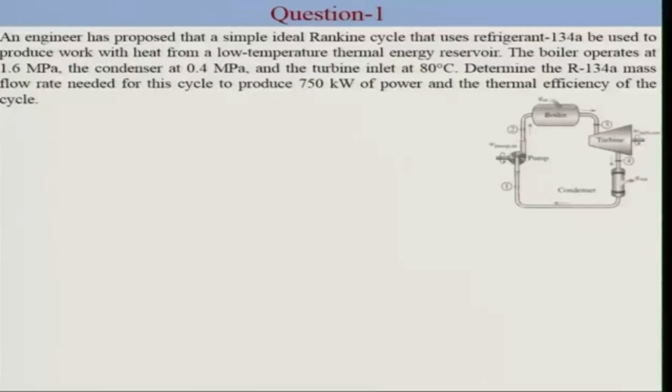Welcome to this tutorial. Today we will solve few problems based on vapor power cycles. So let's start with the first question. An engineer has proposed that a simple ideal Rankine cycle that uses refrigerant 134A be used to produce work with heat from a low temperature thermal energy reservoir. The reboiler operates at 1.6 megapascal, the condenser at 0.4 megapascal and the turbine inlet at 80 degrees centigrade.